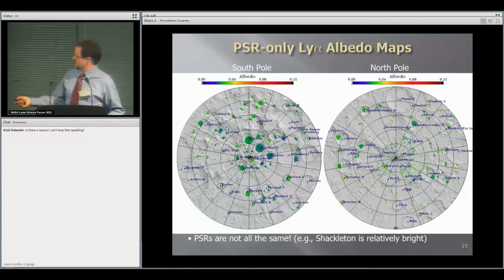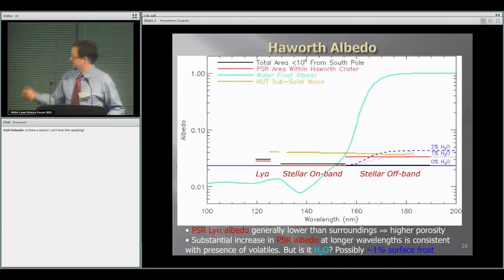We can take the next step and integrate the albedos, the signals that we see in these large regions, Haworth, Shoemaker, Faustini. In the next slides, I'll show spectra obtained for these. We integrate over the Lyman alpha wavelength range. We integrate over a stellar on-band wavelength range from here to here, and then a stellar off-band wavelength range from here to here. And in red, the signal from within the PSR is plotted, and in black, there's a total area outside of the PSRs we've also integrated. And so these provide good relative comparisons.